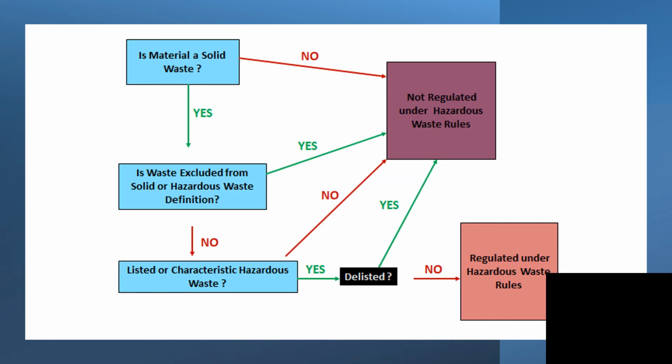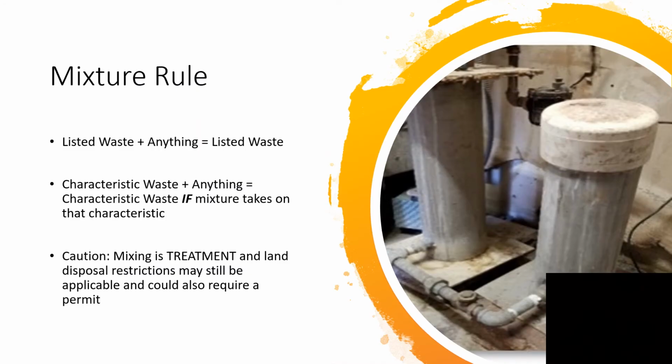So we went through characteristic and listed wastes. Next, is it a mixture or derived from? First is mixture. It's any listed waste mixed with anything else that makes it a listed waste. It can be a characteristic waste mixed with anything, and that makes it a characteristic waste if the mixture takes on that characteristic. Mixing equals treatment. Land disposal restrictions may still be applicable and require a permit.